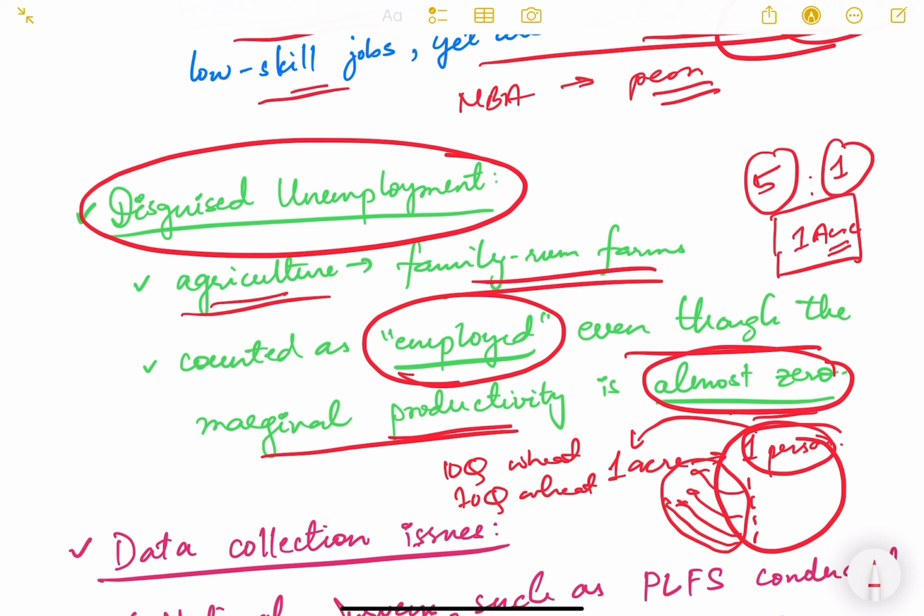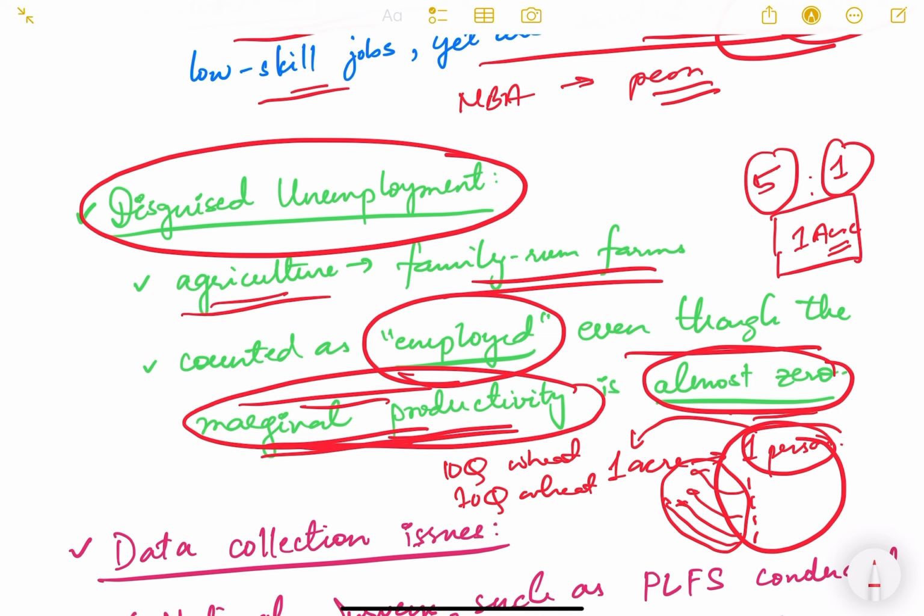So their marginal productivity is 0. Marginal productivity means the additional productivity that they are contributing to the farm or to the economy. So their marginal productivity is almost 0. That is called disguised unemployment. Keep this concept in mind, friends, that in disguised unemployment, the marginal productivity is almost 0.